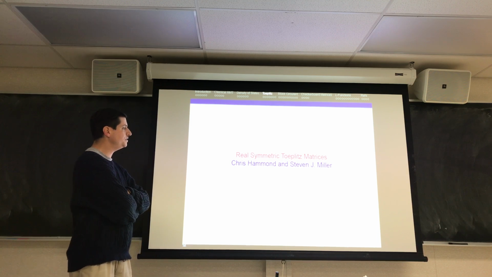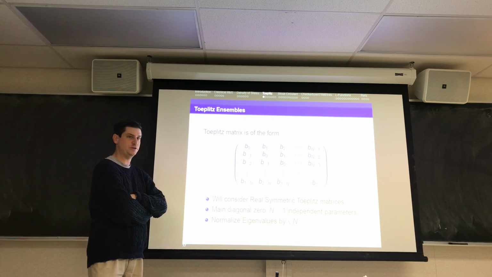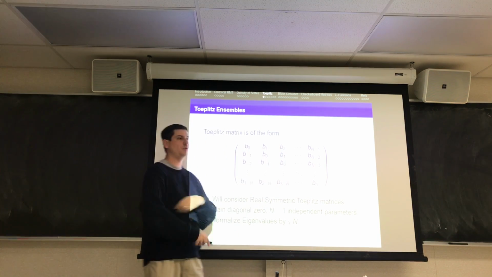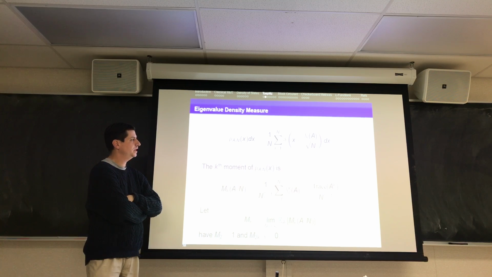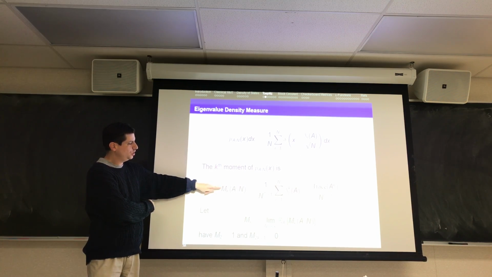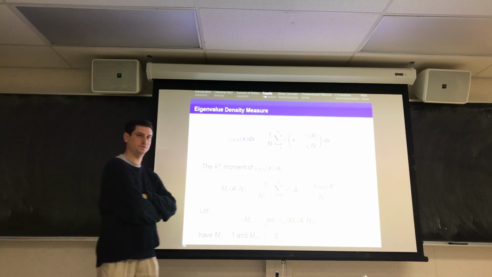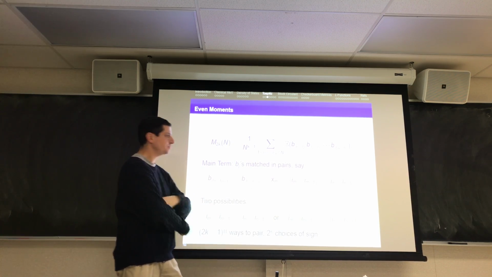I want to give you a little bit of a sense of how you do some of these calculations. So here is looking at Toeplitz matrices. Toeplitz matrices are constant along diagonals. And I want to calculate the density of states. So we have a normalized eigenvalue measure. We put our masses. The kth moment is related to the trace of A to the k. It turns out it's not hard to show that all the odd moments are 0, so I'm not going to really work on that. We're going to look at the even moments.